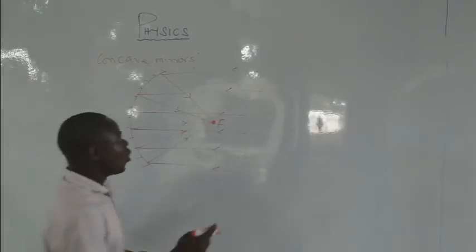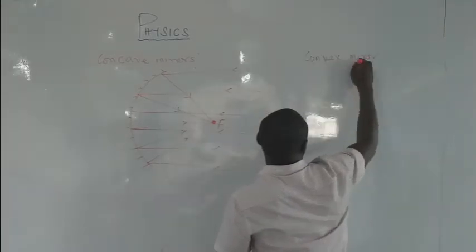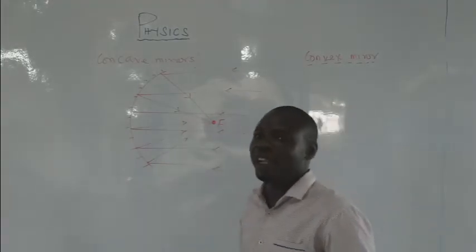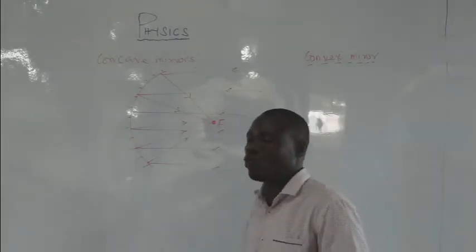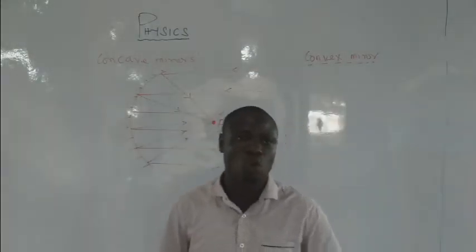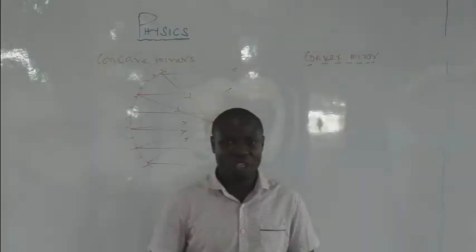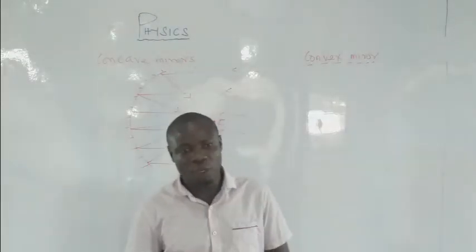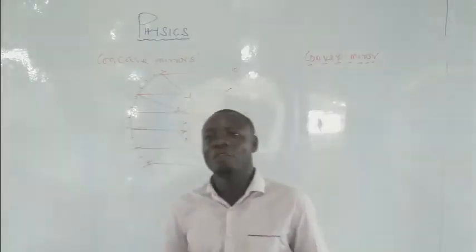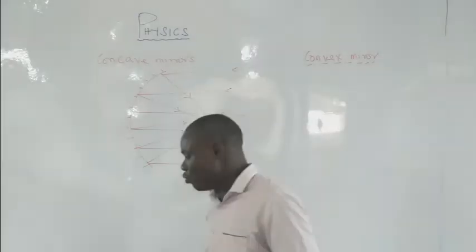The second one is what? Convex mirror. What's a convex mirror? This is the one whose reflecting surface curves outward. It normally gives a virtual image. You can also say it is a mirror whereby the rays of light diverge after reflection.